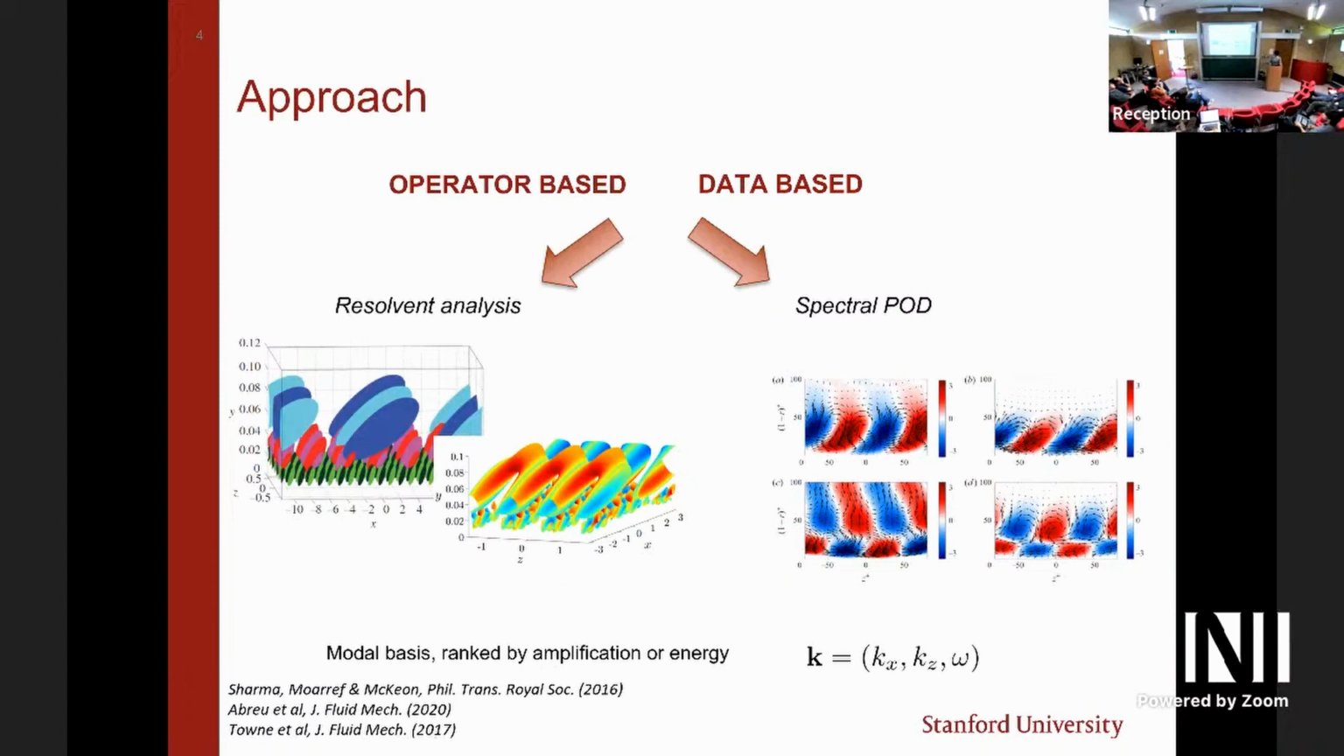So to be clear, we've done a lot of work on the left-hand column here. The right-hand side has been advanced tremendously by my former colleagues, Tim Colonius and Aaron Towne, and they would give you a very nice talk about data-driven work going down the right-hand column and how it crosses over to the left. I'll show you a little bit about that crossover, but they really tie things together very nicely.